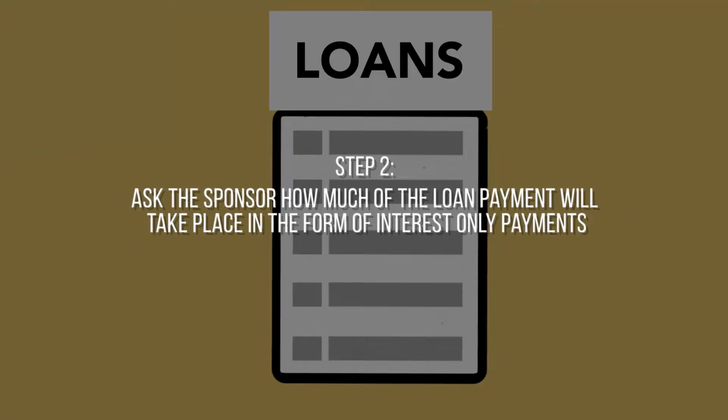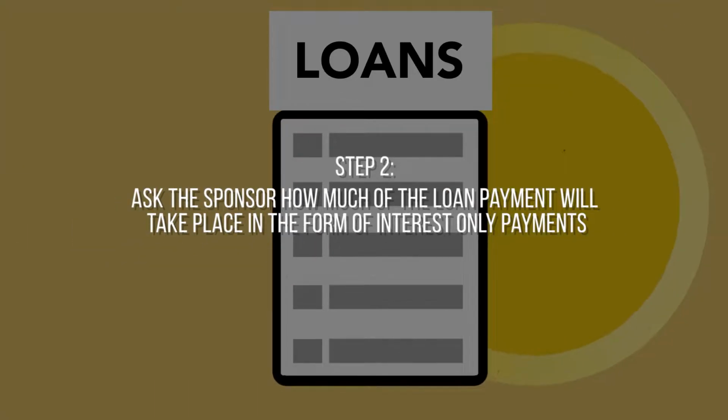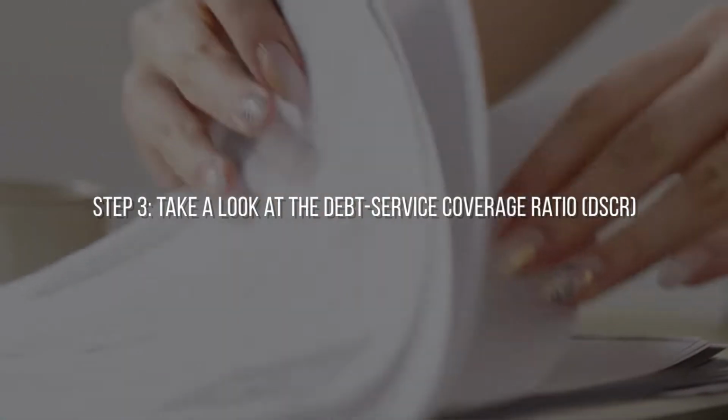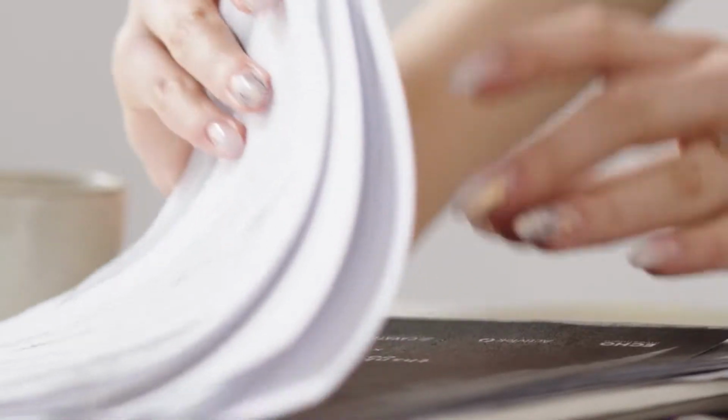Step 2. You may now ask the sponsor how much of the loan payment will take place in the form of interest-only payments. Step 3. Take a look at the debt service coverage ratio. Step 4. Consider the asset and its production expectations. Before making any decision, like investments with a DST private placement memorandum, it's always wise to examine it in detail.